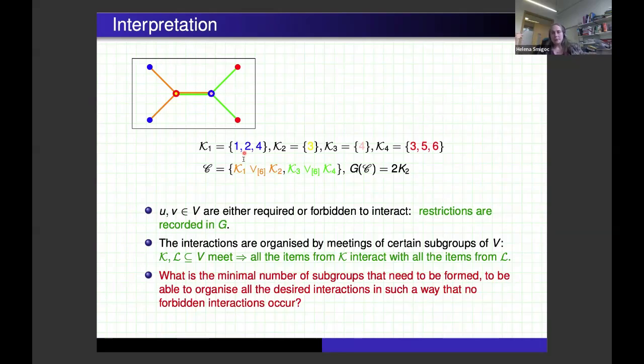And the optimization problem that we are thinking about is what is the minimal number of subgroups that need to be formed to be able to organize these interactions in such a way that no forbidden interactions occur. So again, I'm not optimizing the number of meetings. I want to minimize the number of subgroups that I need to form.